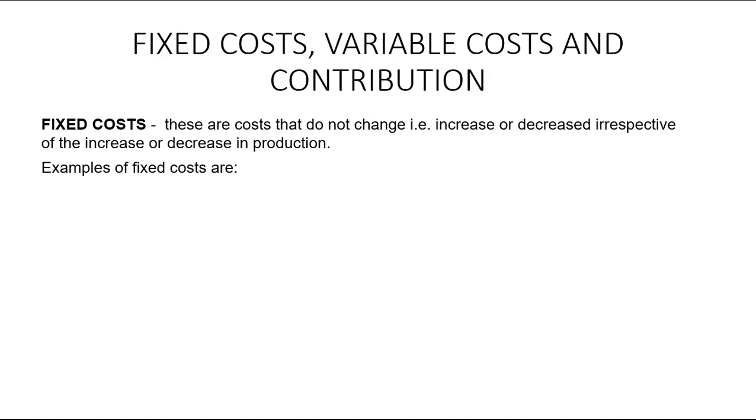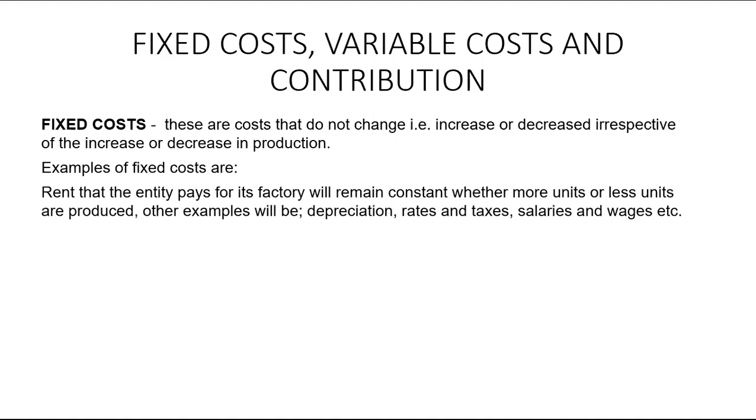And for rates and taxes, whether we are using that property or not, we still have to pay for rates and taxes. And obviously, rent that the entity pays for its factory will remain constant, whether more units or less units are produced. Other examples will be your depreciation of factory assets. Whether you're producing or not, your factory assets will depreciate. And as I've said, rates and taxes and salaries and wages that you pay your employees, whether you're producing more or not, if you have a factory supervisor, that factory supervisor still has to be paid. All factory overheads are considered to be fixed costs.